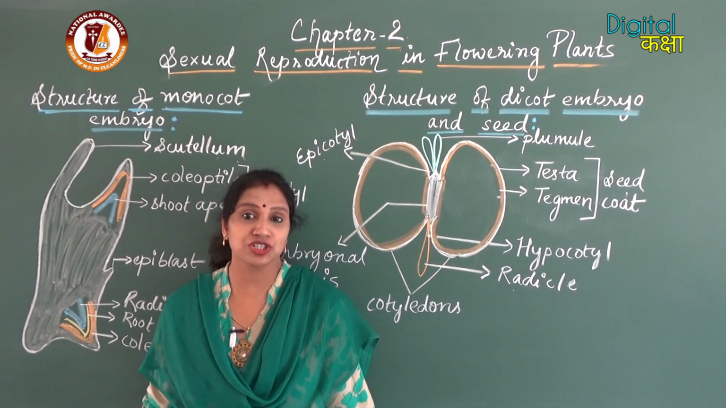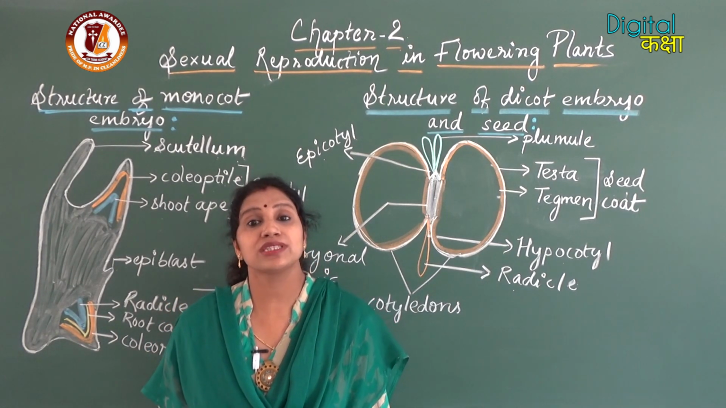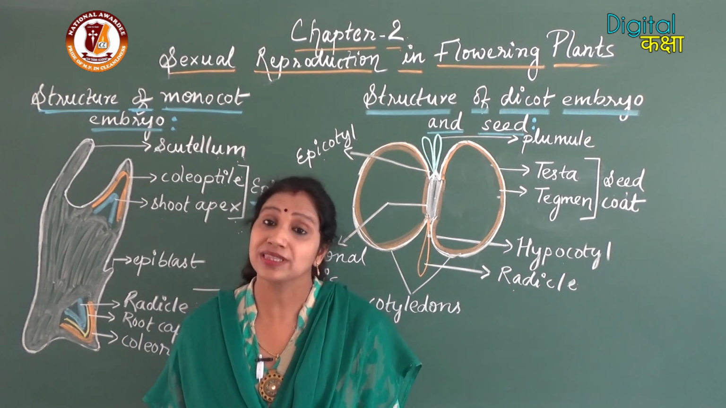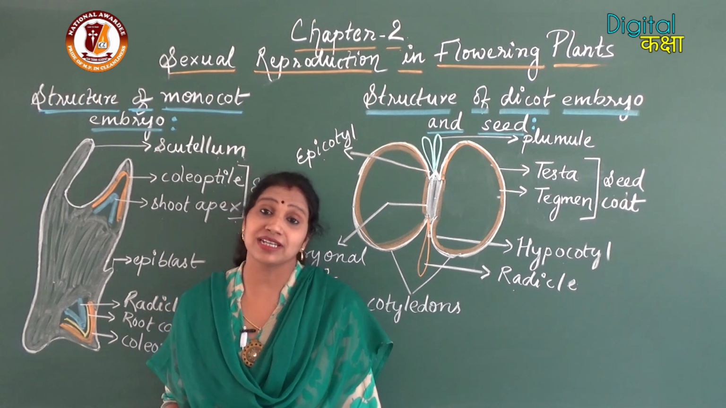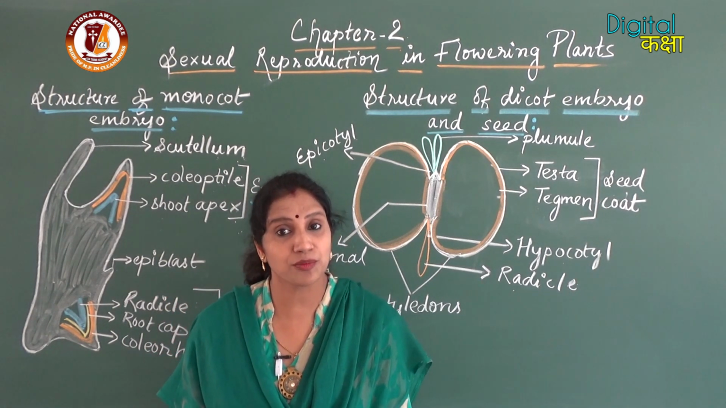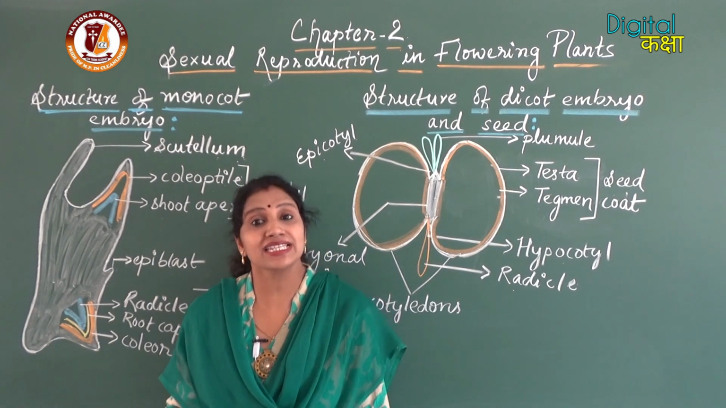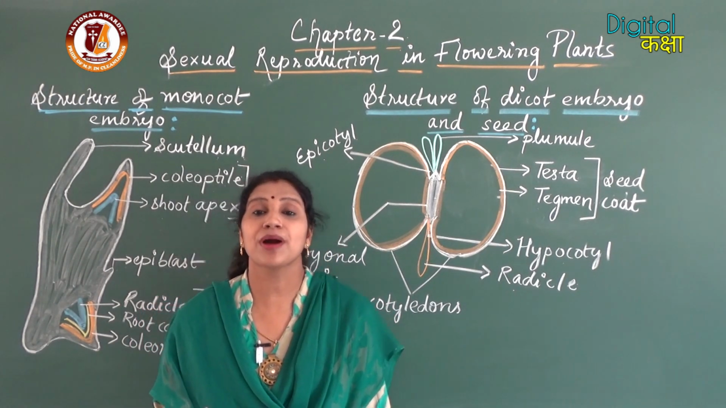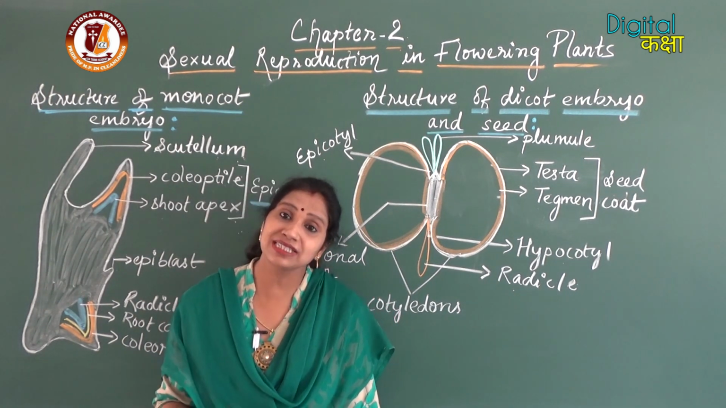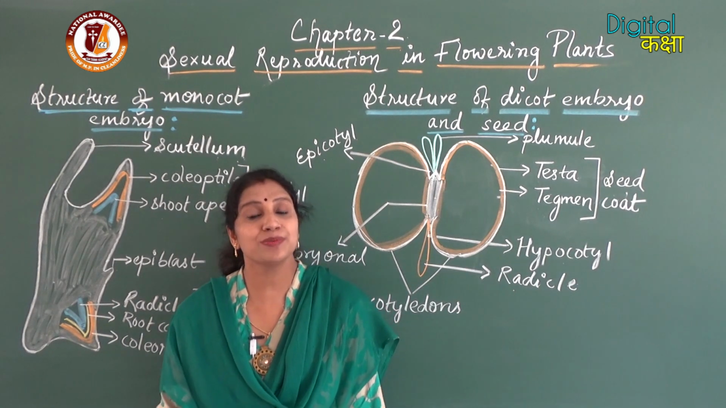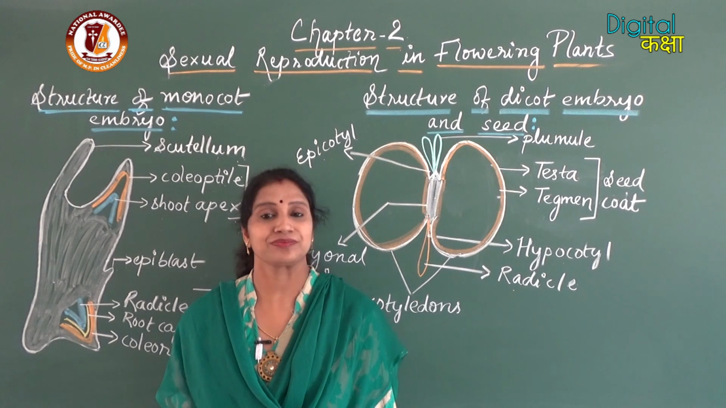So what is the function of micropyle? Number one is that it allows the entry of the pollen tube, that is before the fertilization process. After the fertilization, when the seed formation has occurred, the water and oxygen enter the seed through the micropylar region. So this hilum and this micropyle are visible in a normal dicot seed easily.